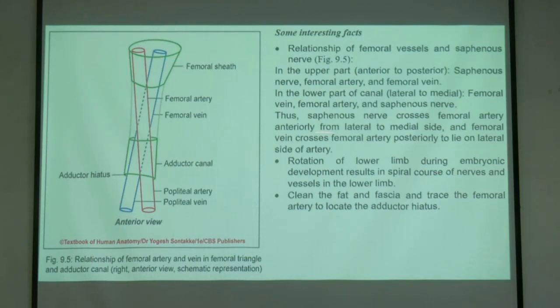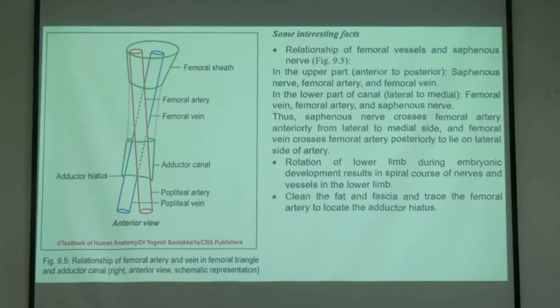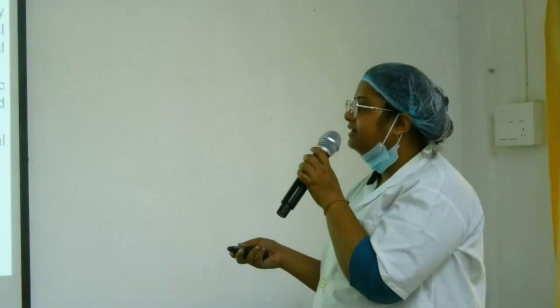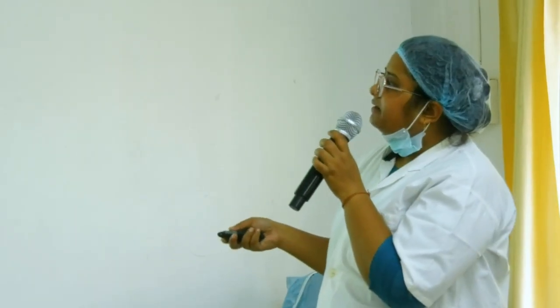And why does this crossing occur? Rotation of the lower limb during embryonic development results in spiral course of the nerves and vessels in the lower limb. And we have to clean the fat and fascia and trace the femoral artery to locate the adductor hiatus, where the artery and vein enter on the posterior aspect, entering into the popliteal fossa and becoming popliteal vessels, okay.